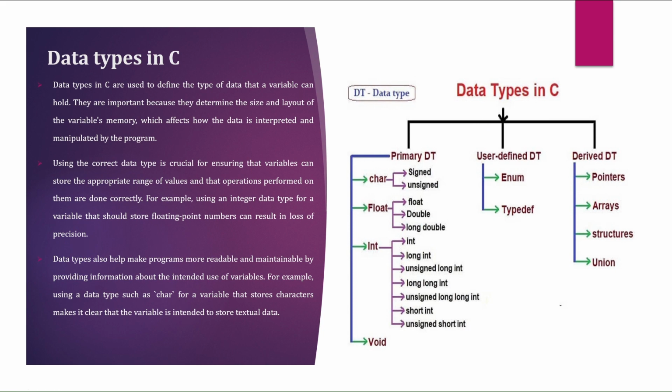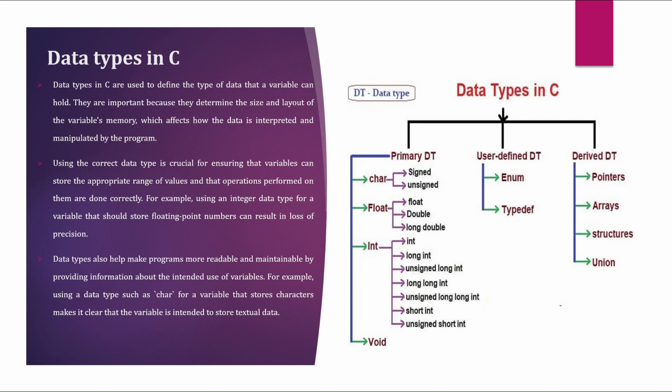So, coming to data types in C, data types in C are used to define the type of data that a variable can store or hold. They are important because they determine the size and layout of variable memory, which affects how the data is interpreted and manipulated by the program. Using the correct data type is crucial for ensuring that variables can store the appropriate range of values and that operations performed on them are done correctly. For example, using an integer data type for a variable that should store a floating point number can result in loss of precision.